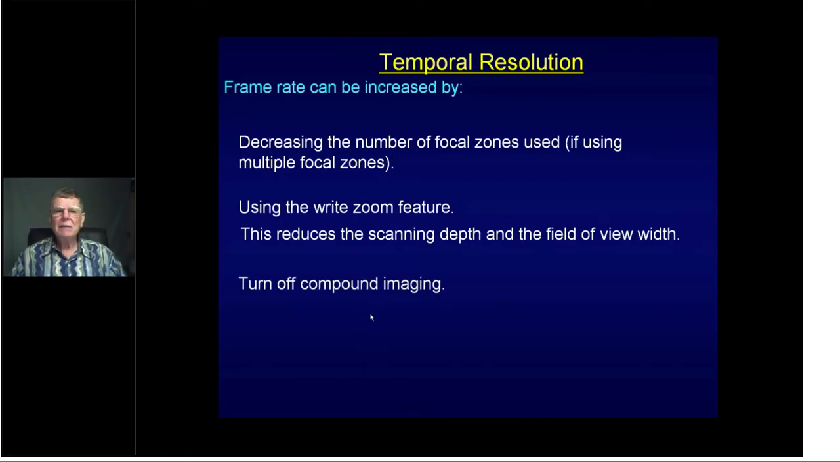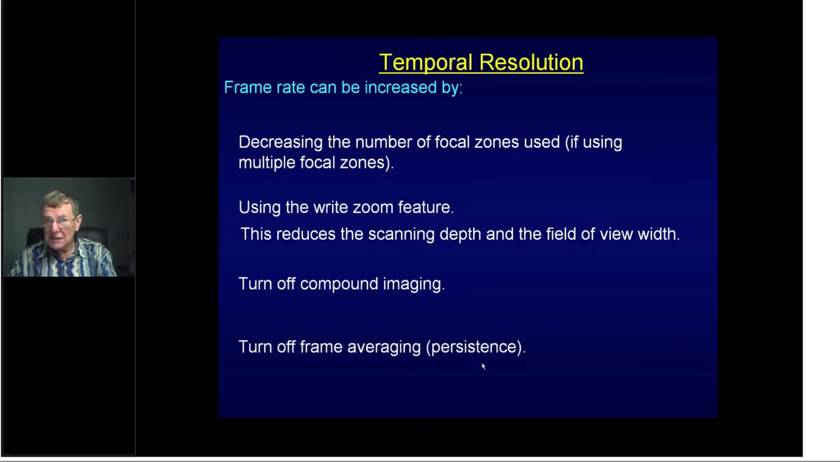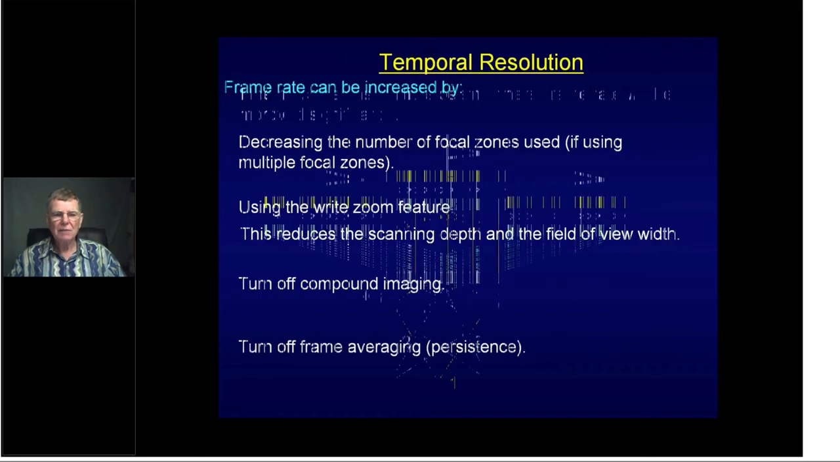Turn off compound imaging. I'm not describing compound imaging to you, but it's a feature that a lot of machines have. If it's switched on and you're using multiple frames to produce a single image on your screen, turn it off, so you're only using the single frame. If you have frame averaging, sometimes called persistence, turned on, turn it off. It won't affect the frame rate, but it will affect your temporal resolution, because it's using multiple frames to produce your image. The idea is to try to reduce some speckle. So turn that off. All those things will improve your frame rate.